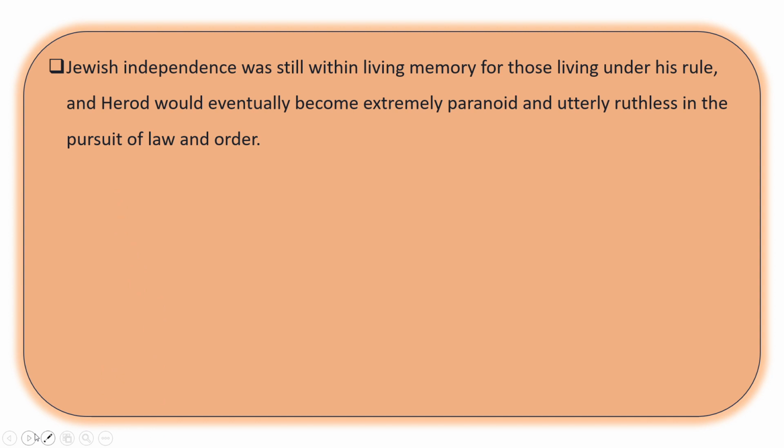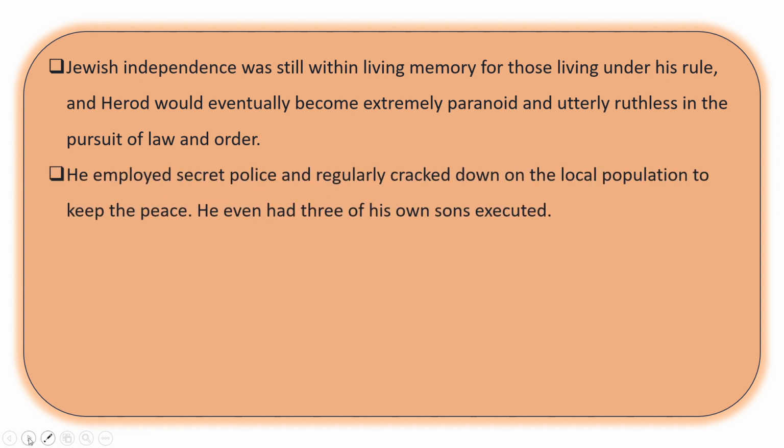Jewish independence was still within living memory for those living under this rule, and Herod would eventually become extremely paranoid and utterly ruthless in the pursuit of law and order. He was very harsh in his orders, and he employed secret police and regularly cracked down on the local population to keep the peace.